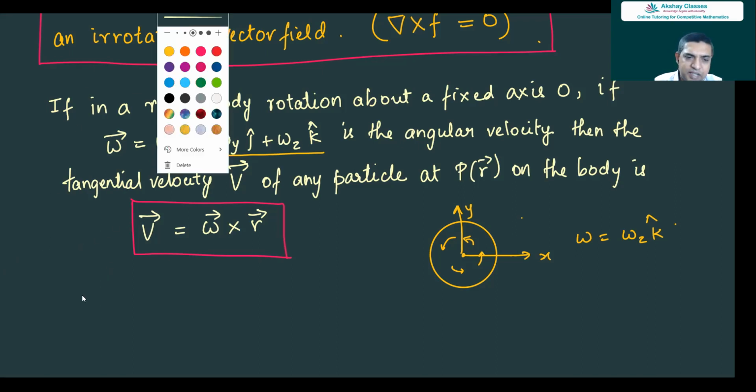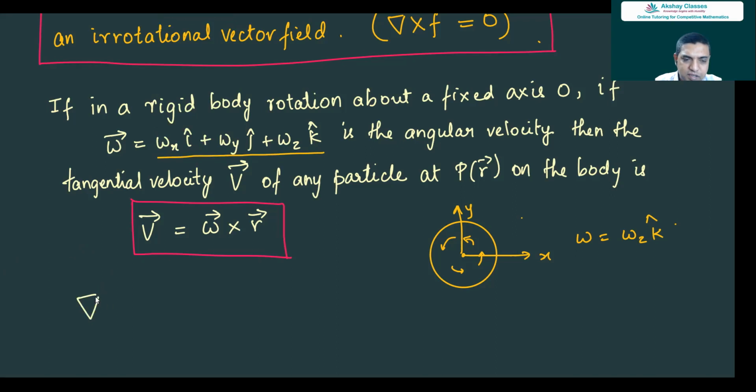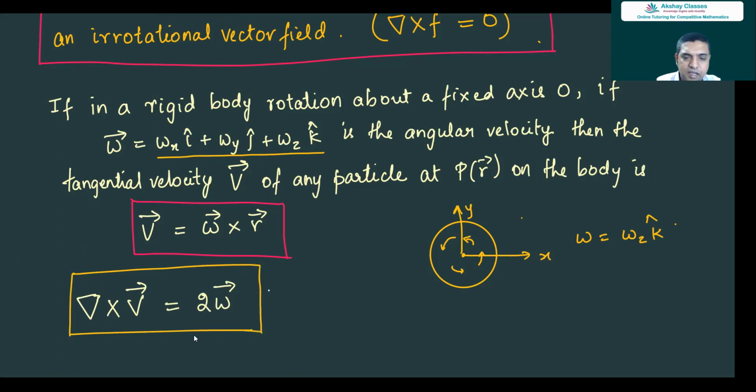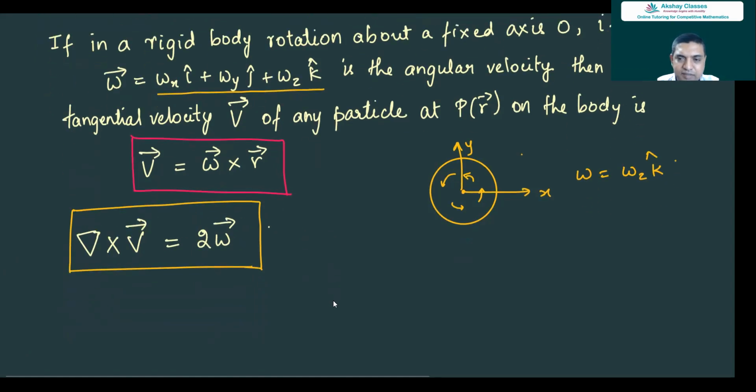Now, the curl of this velocity vector is shown to be twice the angular velocity vector. This is an important result in mechanics. The curl of a tangential velocity vector field is twice the angular velocity vector.